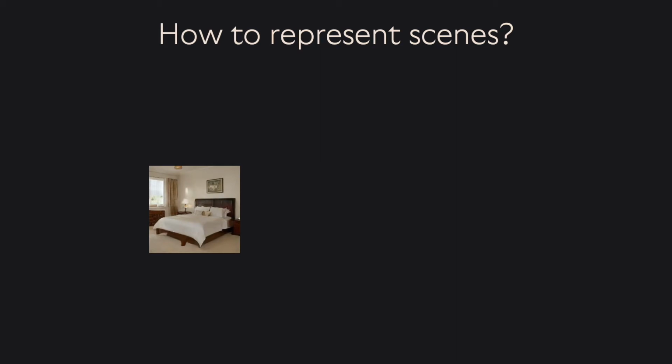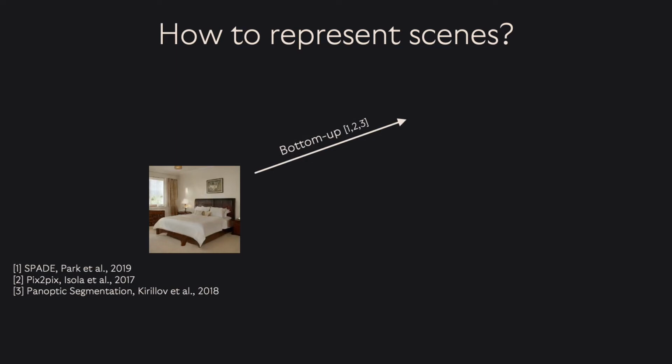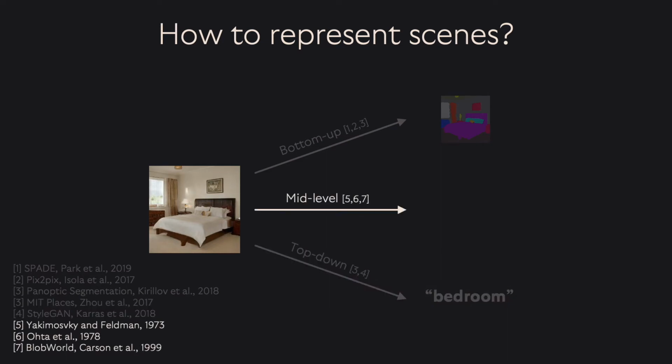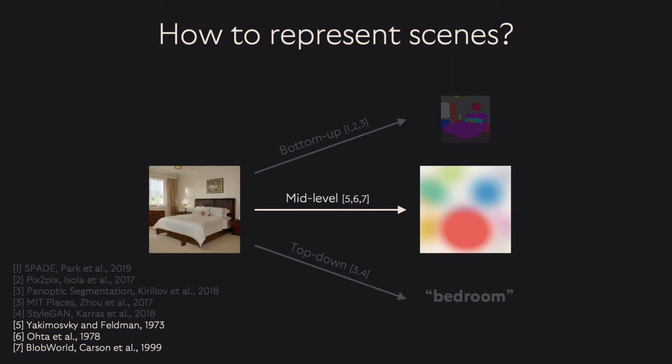In most recent work, scenes are represented no differently than objects, whether in a bottom-up way, where each pixel has its own label, or top-down, where the entire image has a category. We focus on mid-level representations and propose a model where scenes are represented by spatial layouts of depth-layered blobs, and each blob corresponds to a different entity in the scene.